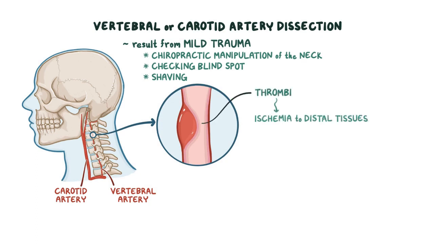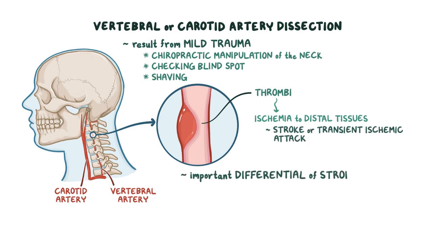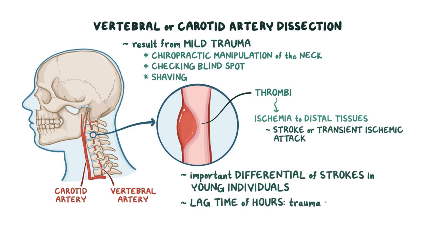to the distal tissues. In cases of vertebral or carotid artery dissection, this manifests as a stroke or transient ischemic attack. Therefore, it's one of the important differentials of strokes in young individuals. In both cases, there is usually a lag time lasting hours between the trauma and the onset of neurological deficit.